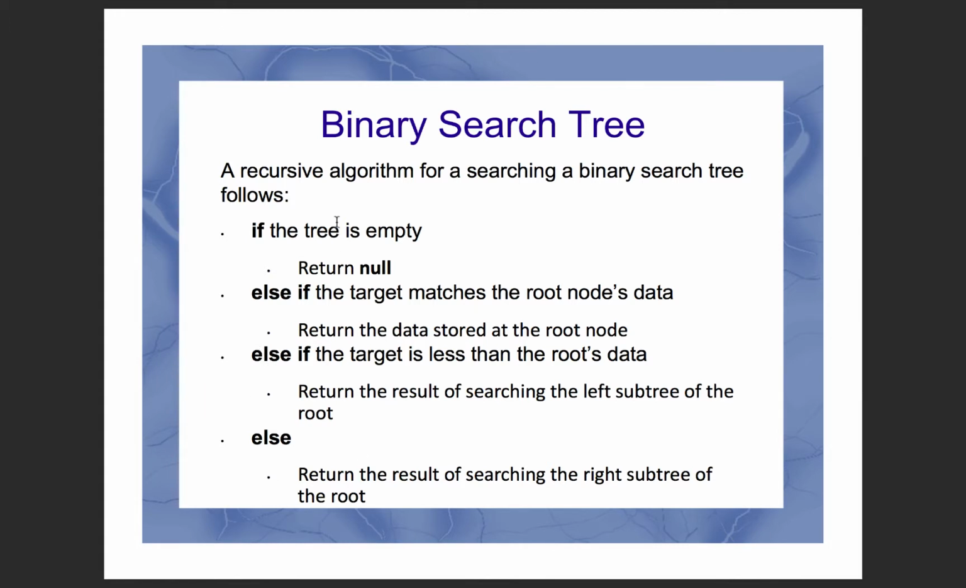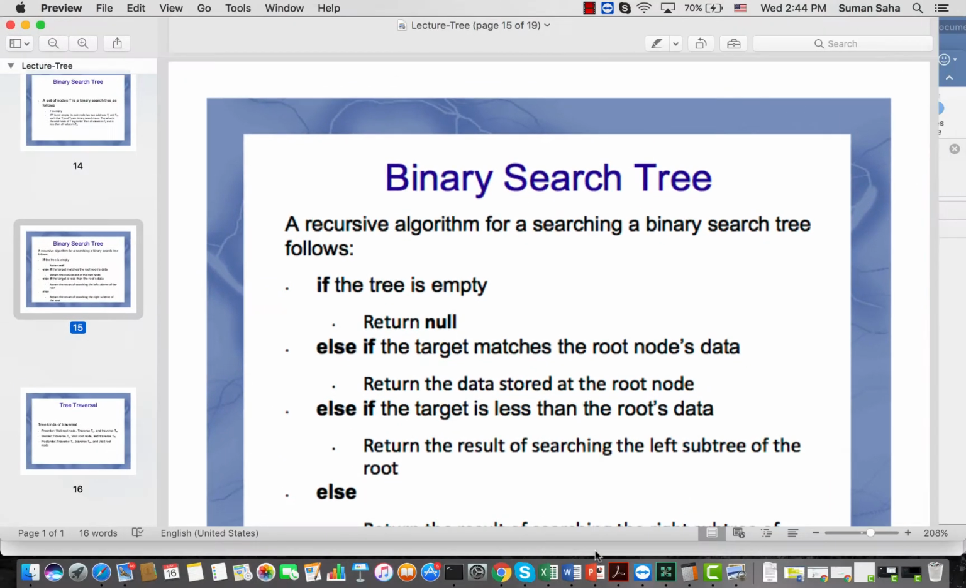So these are the algorithms. For example, this is a recursive algorithm to find something from the binary search tree. We'll see it in an example. Say if the tree is empty, then it returns null. That means the tree doesn't have any data, so you didn't find anything from the tree. If the tree is not empty, then if the target matches the root node's data, you return the data. That means you found the data. If it is not, then if the target is less than your root data, you go to the left side of the tree. And if your target is greater than your root data, you go to the right side of the tree. So let's go to the problem.